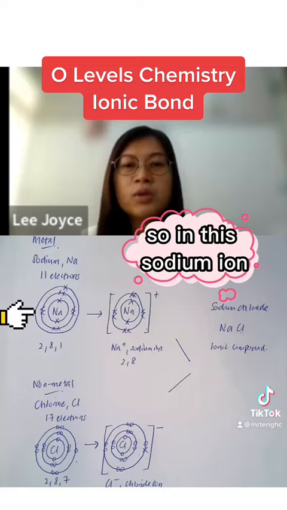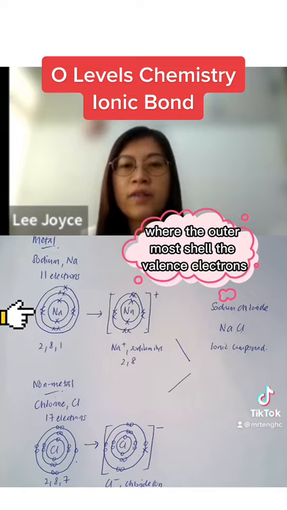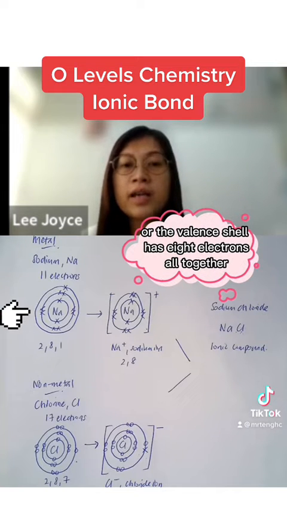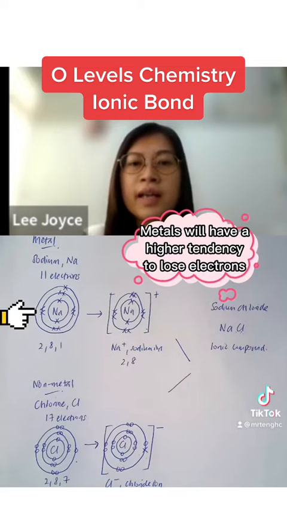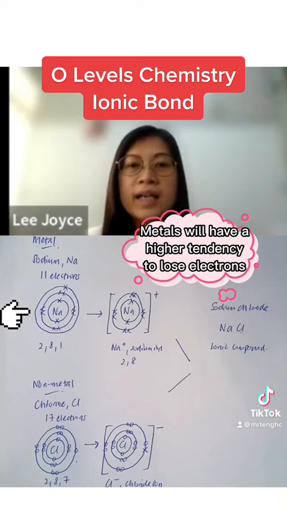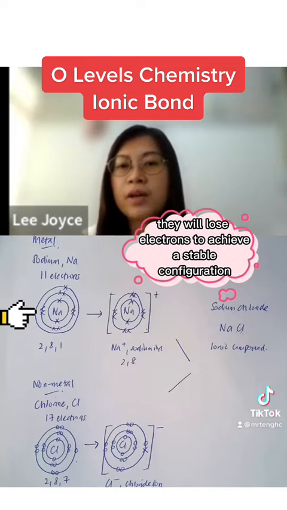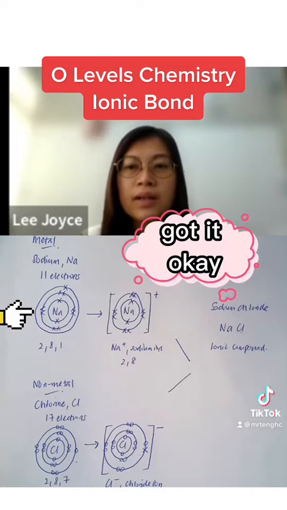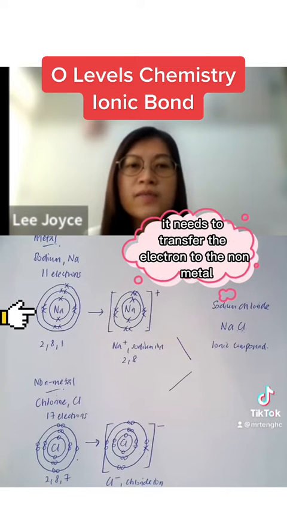So in this sodium ion, it has a more stable electronic configuration of 2,8, where the outermost shell, the valence shell, has 8 electrons altogether. Generally, all the metals have a higher tendency to lose electrons. They will lose electrons to have a stable configuration. Got it? After the sodium has lost electrons, it needs to transfer the electron to the non-metal.